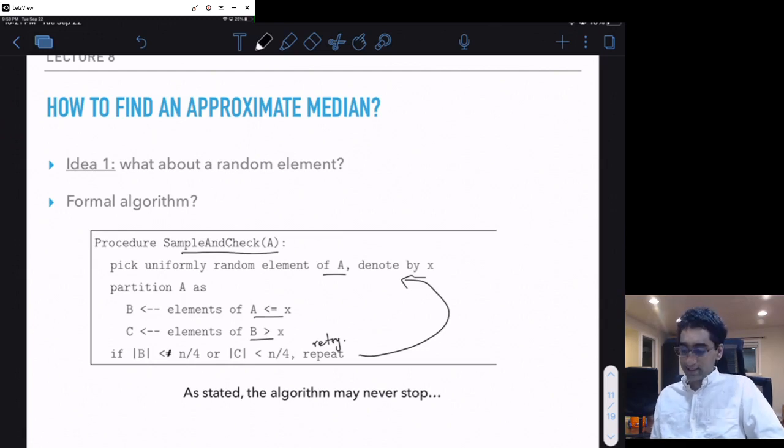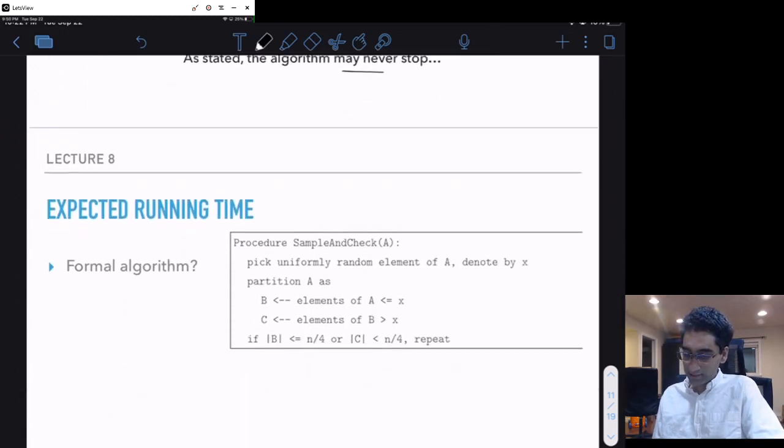Okay, so as stated, note that this algorithm may never stop. It's like saying that if I keep tossing coins, you can imagine that no matter how long I toss, there's some probability that I never get a heads. The probability becomes exponentially small as you take more and more steps, but there's still some non-zero chance. So as stated, this algorithm may never stop.